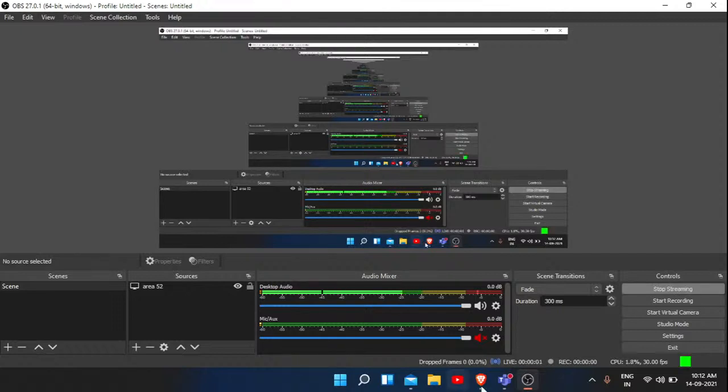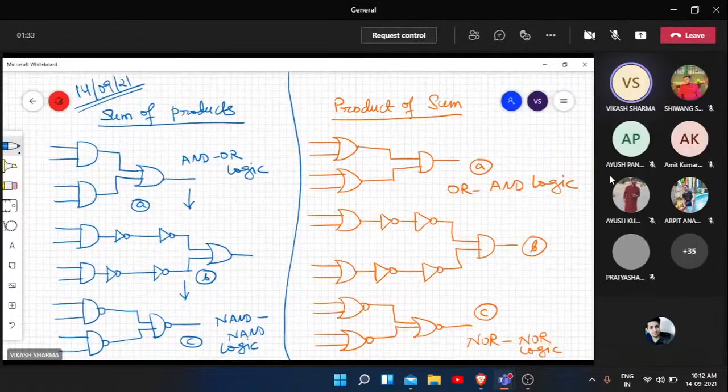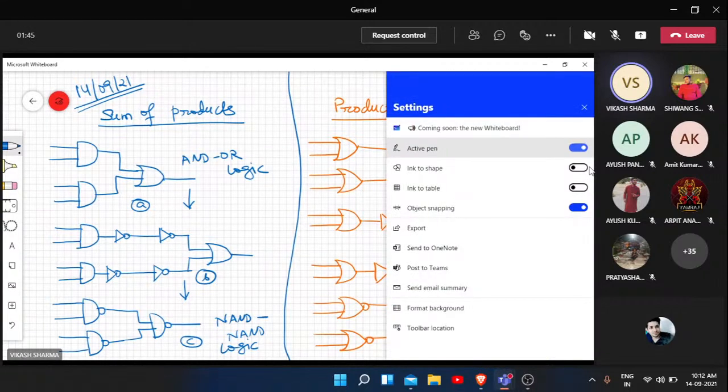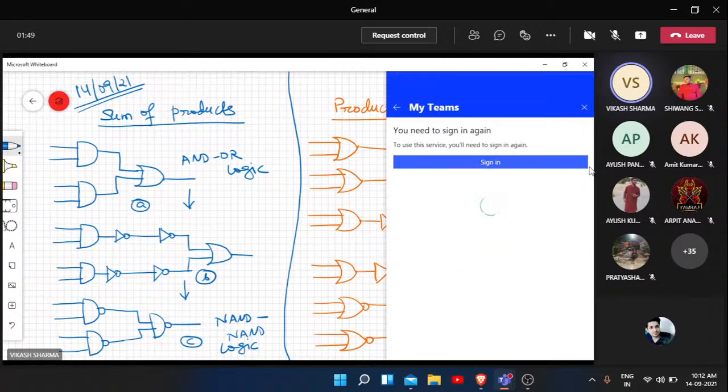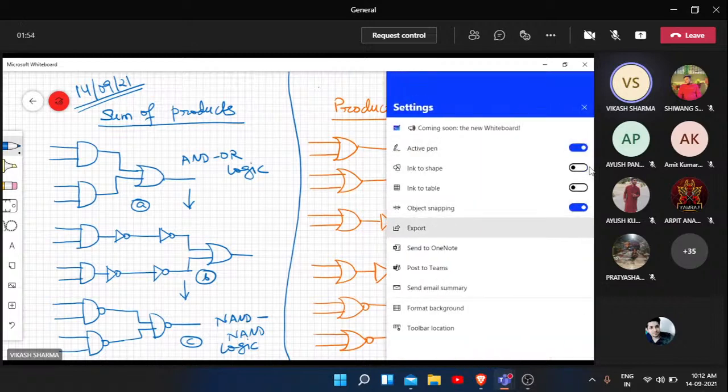Two classes. Any question? So these are the steps which you can easily follow, and you can convert the logic to NOR or like that.